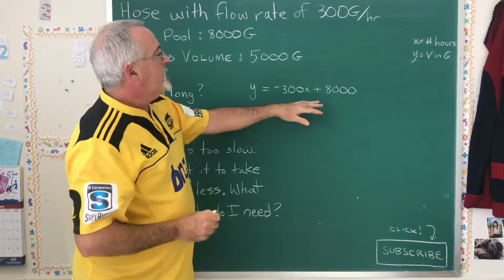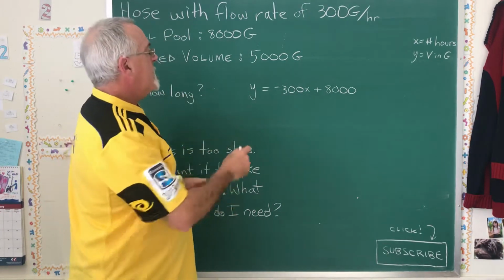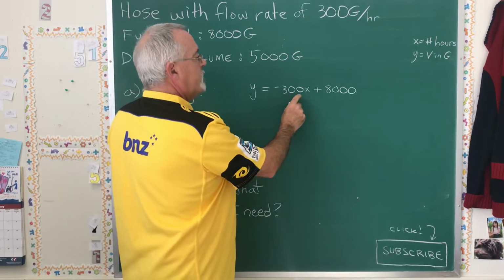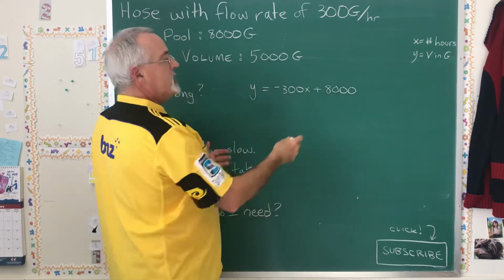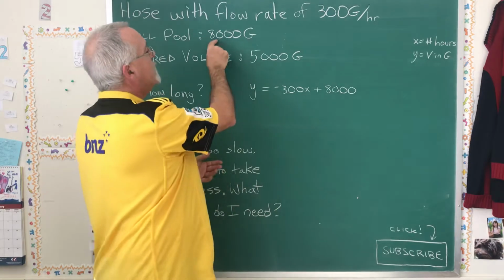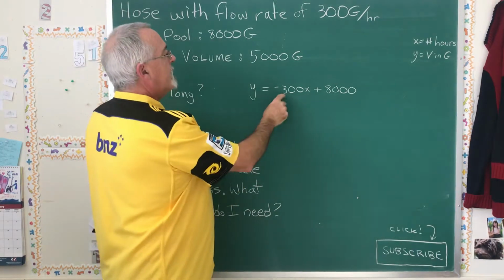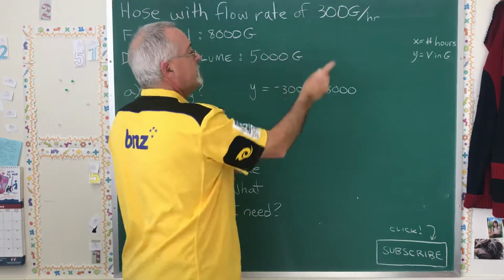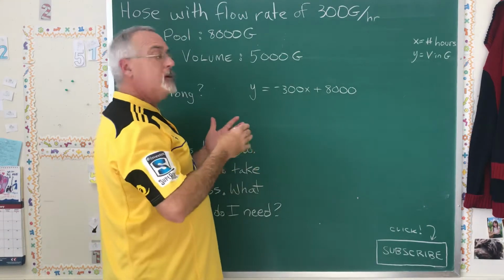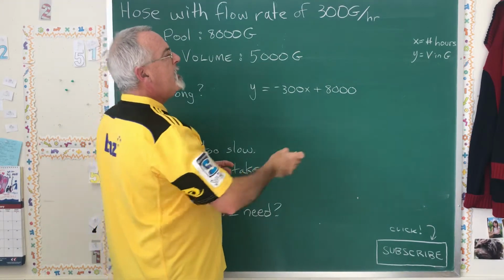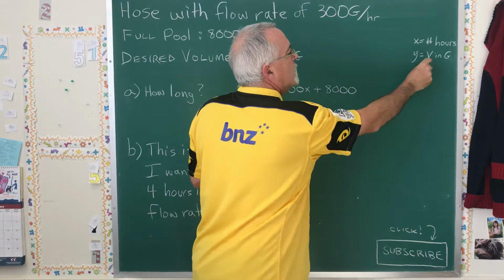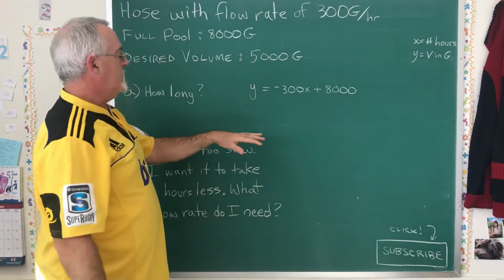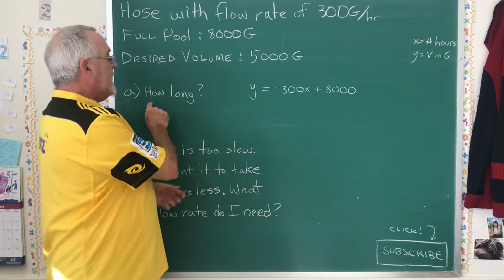This helps me build an equation where y equals negative 300x plus 8,000. The 8,000 is the initial value, which is the volume of the full pool. And the negative 300 is that flow rate, which has to be negative because the volume is decreasing. Where x is the number of hours and y is the volume in gallons. First question is, how long will it take?